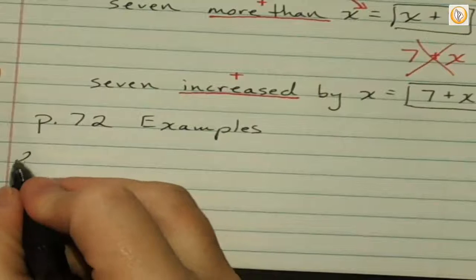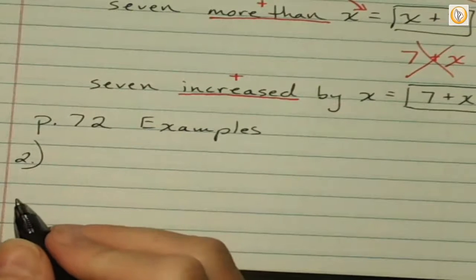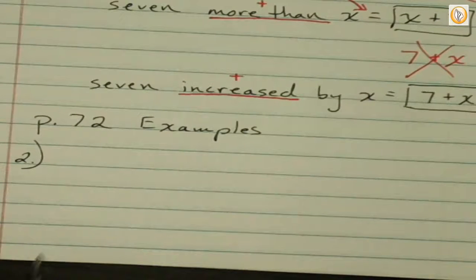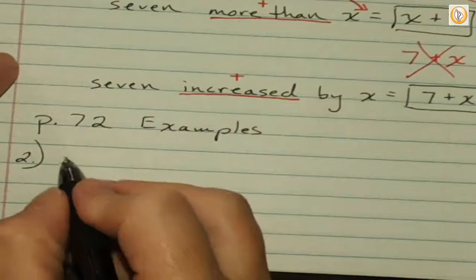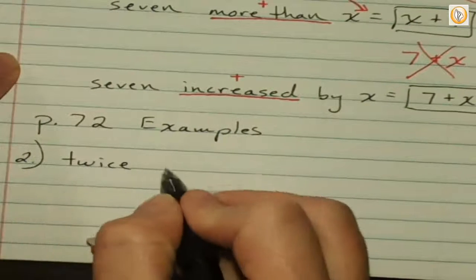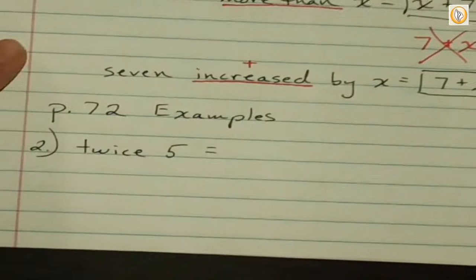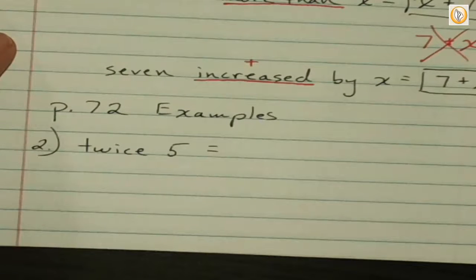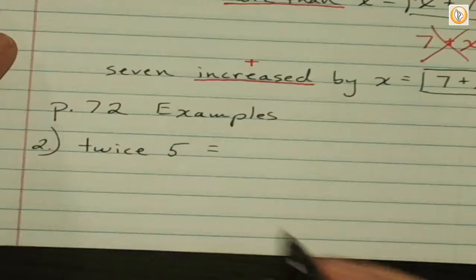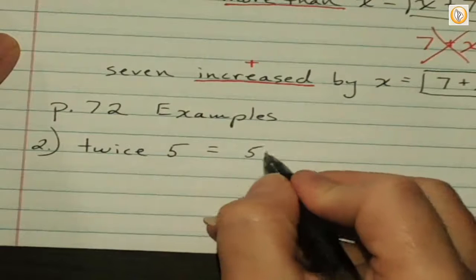All right, Natalia, you want to go first? Yes, ma'am. Okay, Natalia, read the directions for number 2. Write each word phrase as a numerical expression. Okay, so this, number 2, says twice 5. You're not having to solve it or give an answer. All they want you to do is write it using just numbers. So what does twice 5 mean? Times 5, like 5 times 2. Very good. 5 times 2.